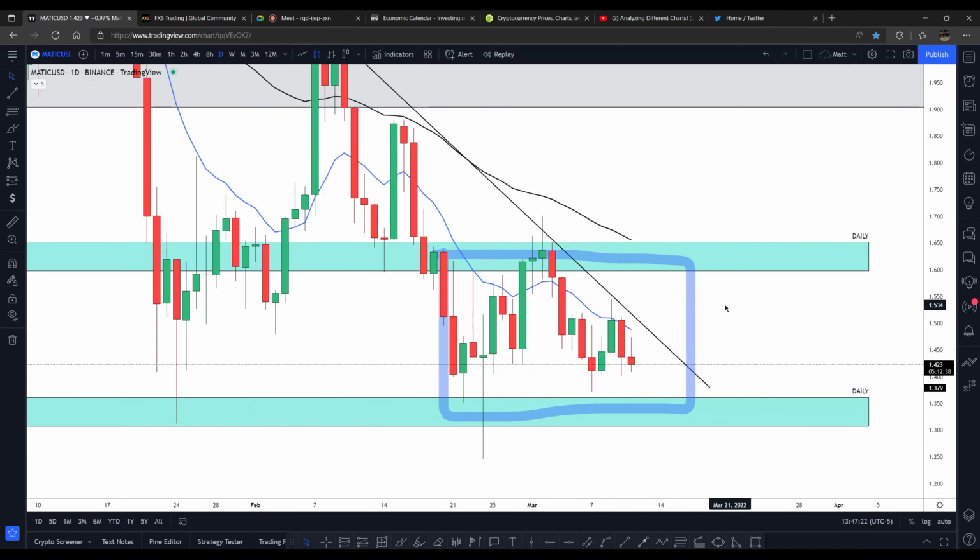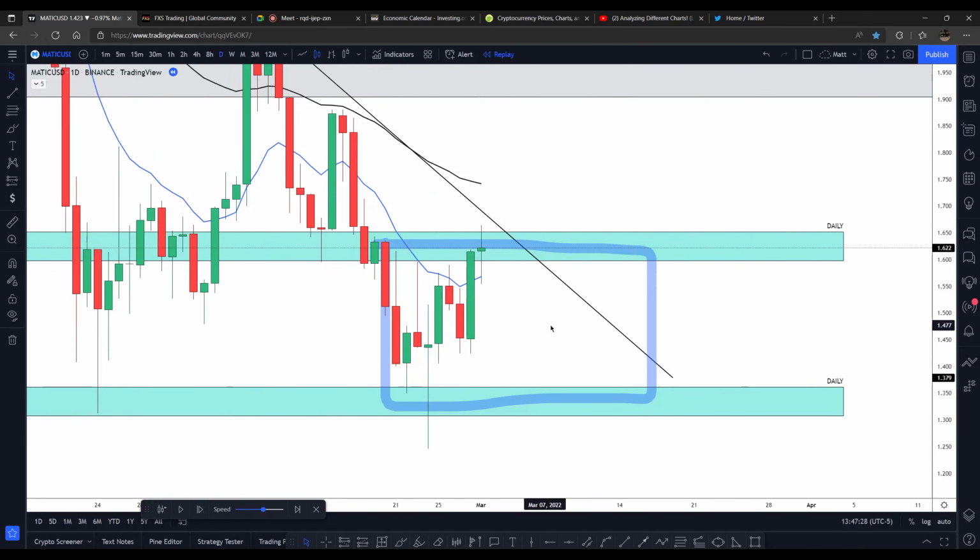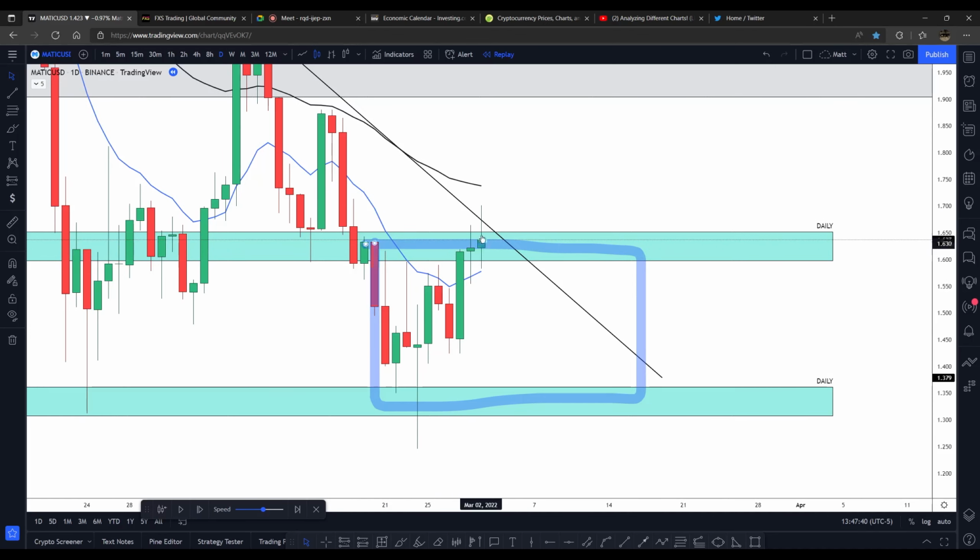That's just my opinion. But if you were someone looking to buy this push, so let's rewind this back, it would have been safer to wait for a solid break and retest, ideally with a daily candle that closed significantly above this zone, right? In this case, it didn't do that.